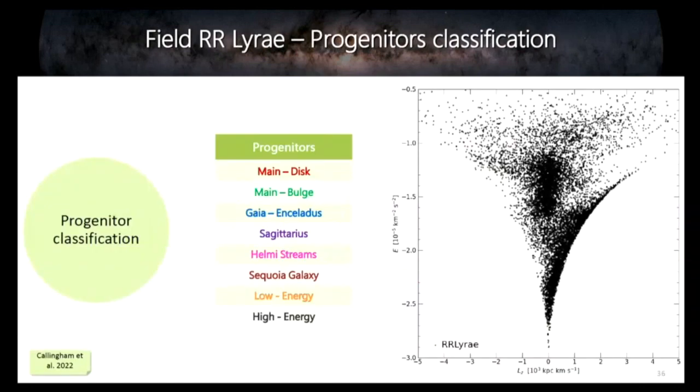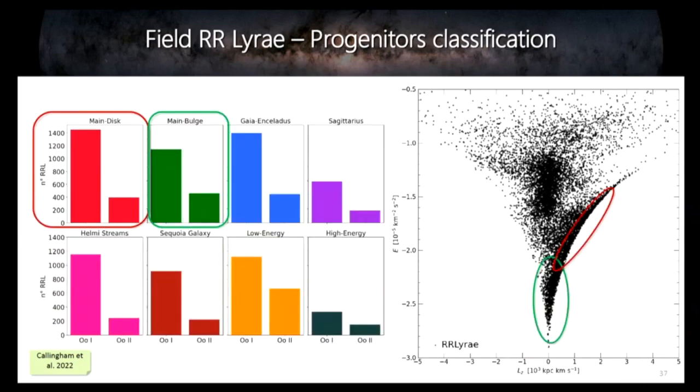About the second classification, coming from Callaghan, we have also in this case 8 progenitors, and we want to compare with the plot that we already saw with the globular clusters and the field RR Lyrae. First of all, I want to highlight the main disk and main bulge. They share this most dense region. Low energy also, we can notice that it is in the center near this most dense region. All of these 3 progenitors, of course, occupy the same in situ region that we already saw.